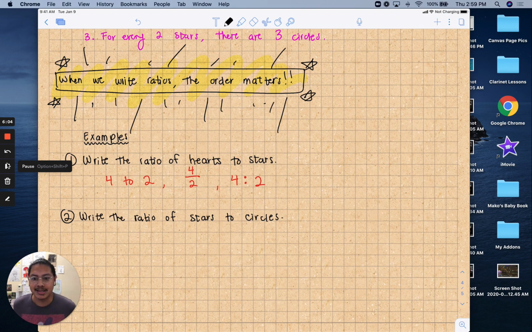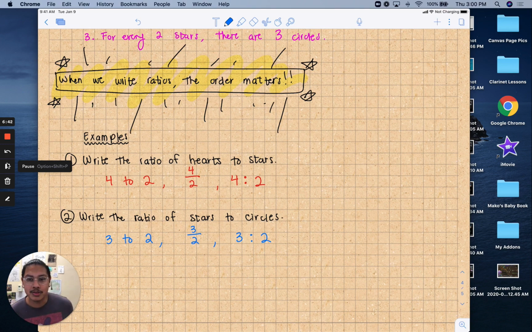Here's our second example. Write the ratio of stars to circles. Go ahead, pause the video, see if you can write down the 3 ways to write this ratio. All right, here's what I got. Okay, we're going to take a look at another example. Just kidding. Before we move on to the next example, what's wrong with my work here? Did you catch it? Did you catch it?